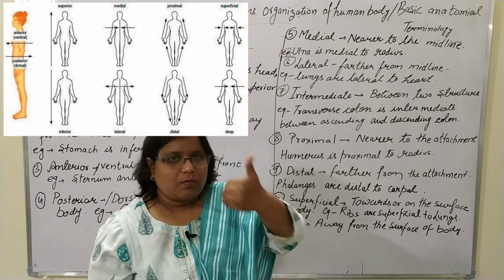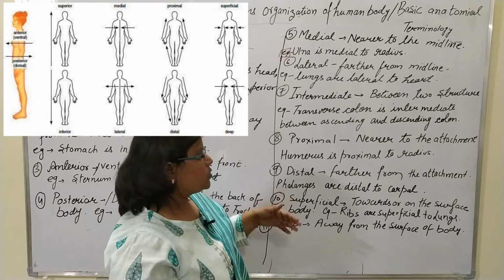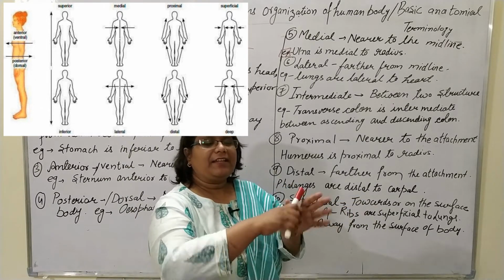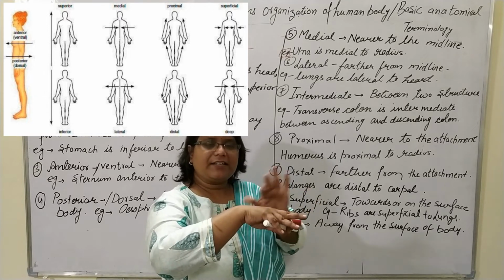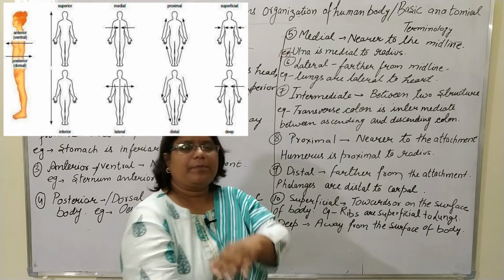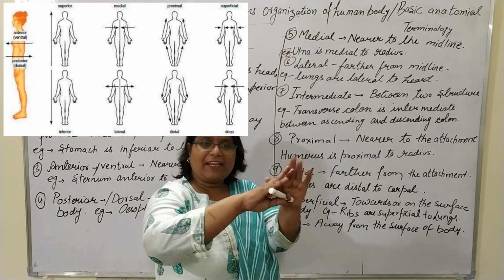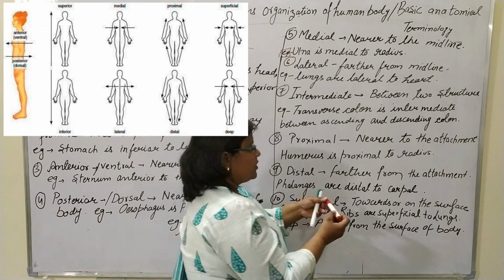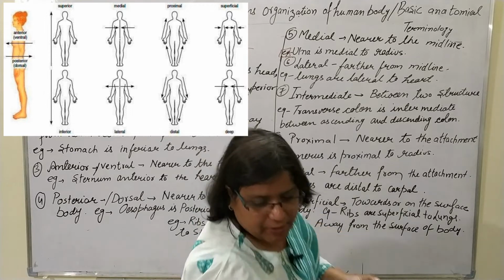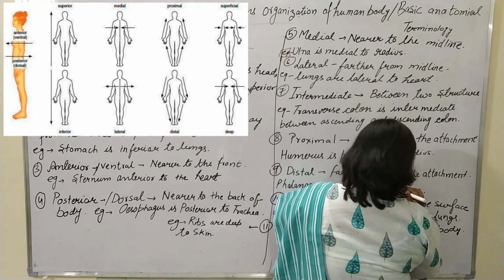Distal. Distal means farther away, farther from the attachment. So here the phalanges are distal to the carpal. The phalanges and the carpal are distal to the humerus. Another example is that the phalanges are distal to the humerus.